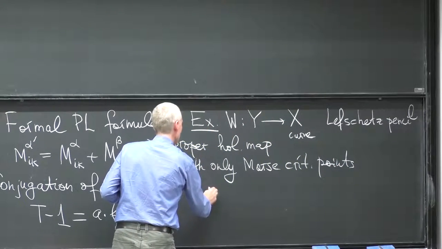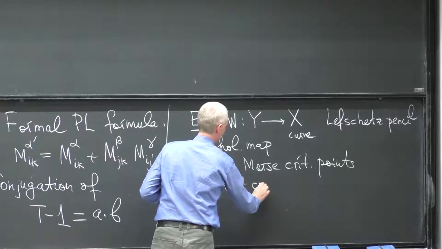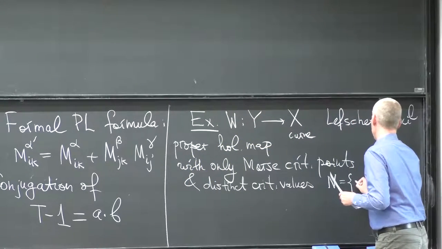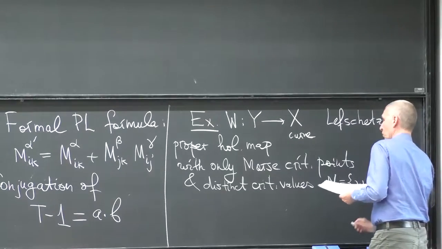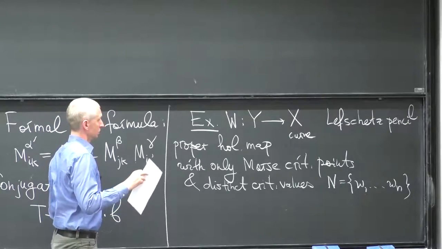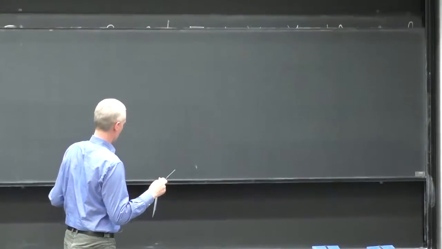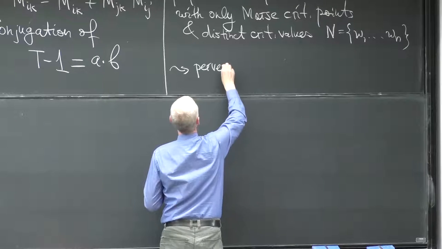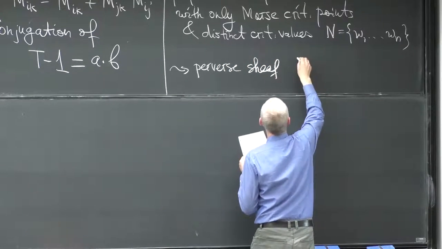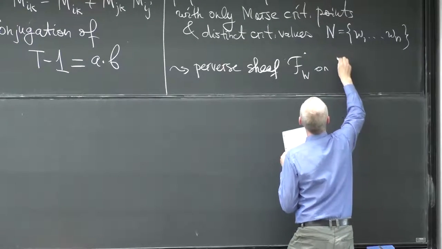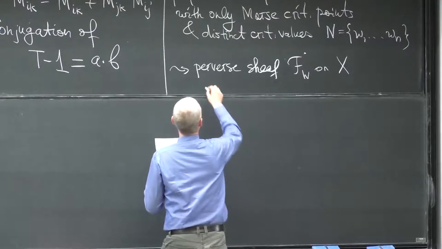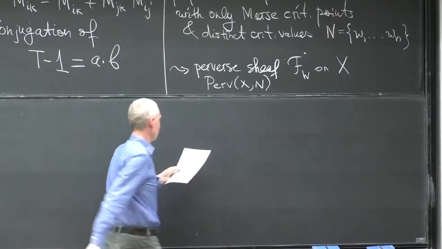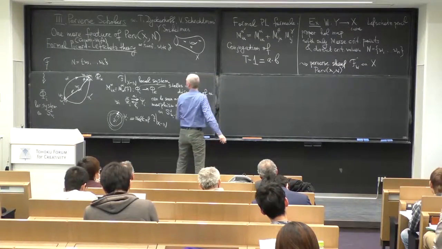And distinct critical values forming the set M equals {W1, ..., Wm}. So in this setting, we have a perverse sheaf. It's called F_W on X. So it lies again in the category Perv(X, M). So on the complement, let me describe this sheaf in those terms.